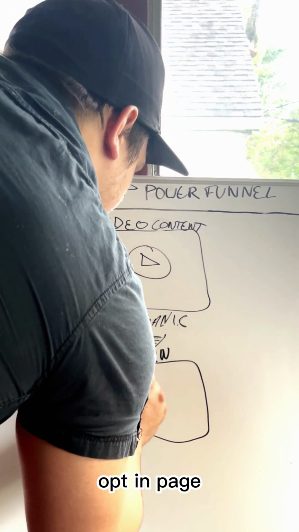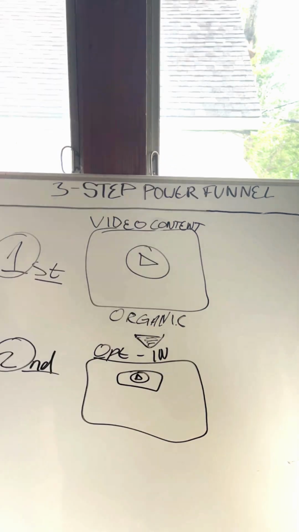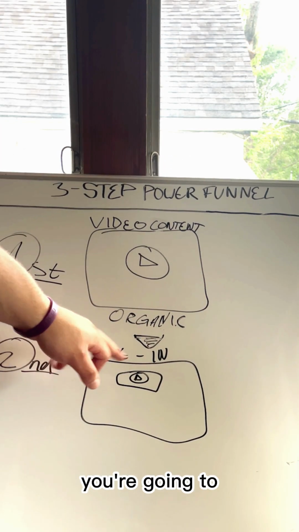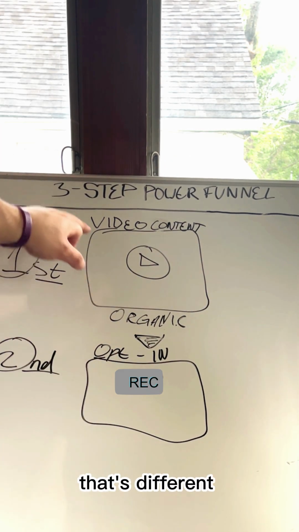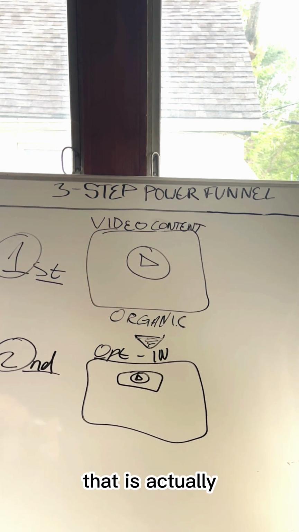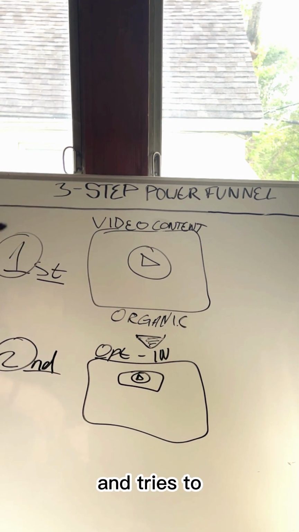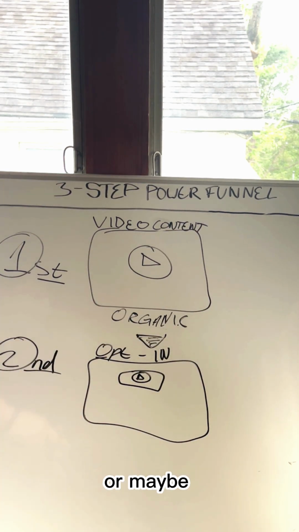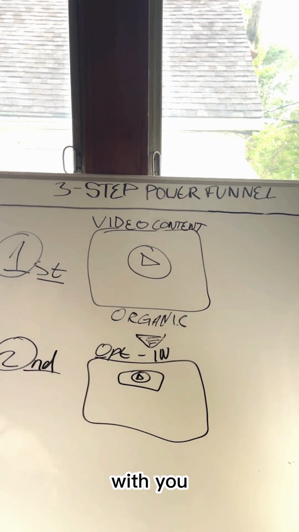Now our opt-in page needs to be very simple as well. Excuse my terrible drawing. You're going to want a video on your opt-in page that's different from your first video. A video that is actually more sales pitchy and it tries to drive the closing of the sale, or maybe you're trying to drive people to book a meeting with you. That's what that video is about.